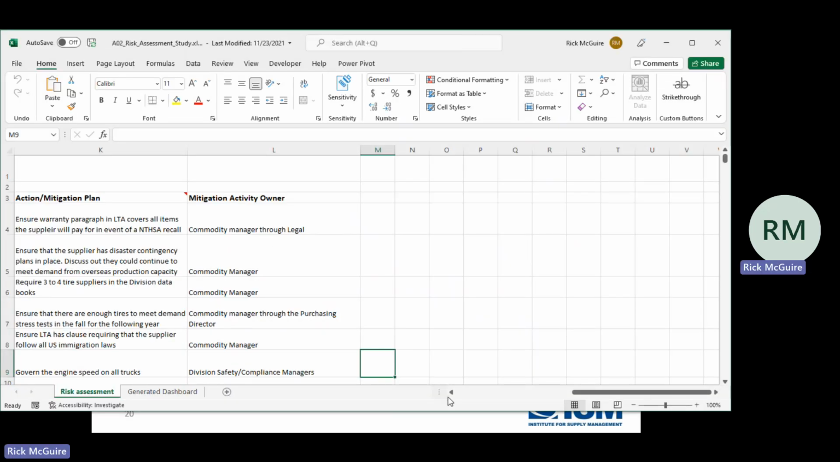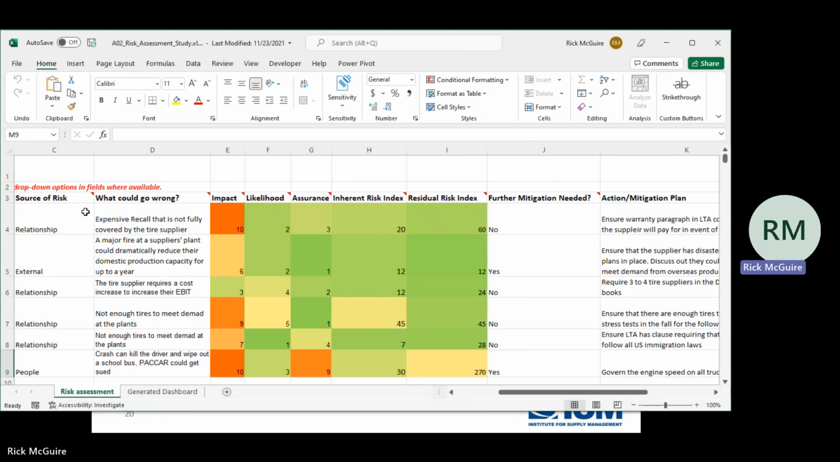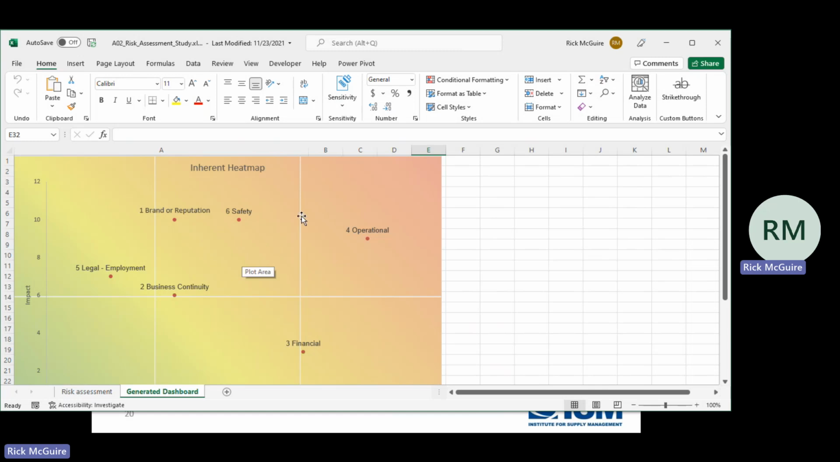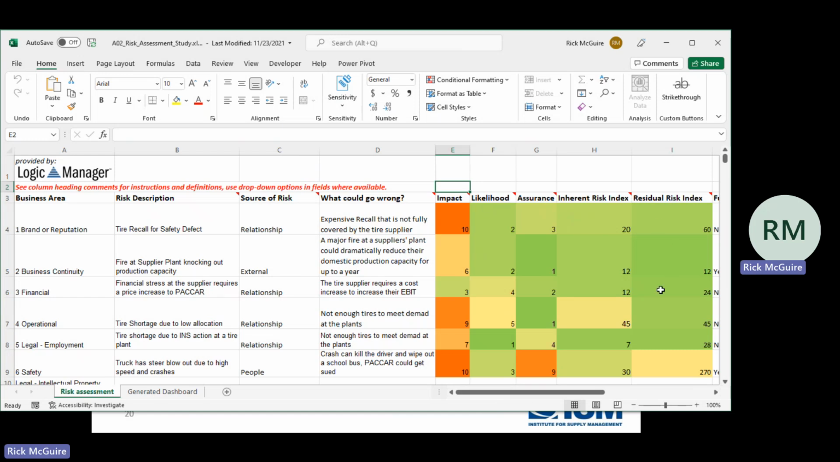So, yeah, pretty common. So that's the source of the risk. Business area, source, risk description, source of the risk, what could go wrong, impact and likelihood, assurance, inherent risk, residual risk. These are all things that generate the dashboard. Inherent is the risk unmitigated. Residual is that amount of risk that's left over after mitigation plans.